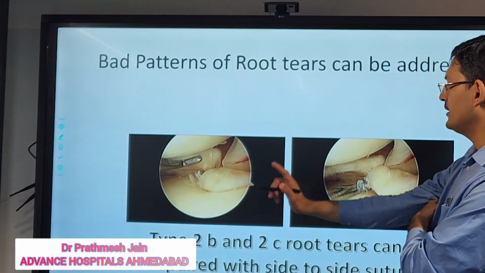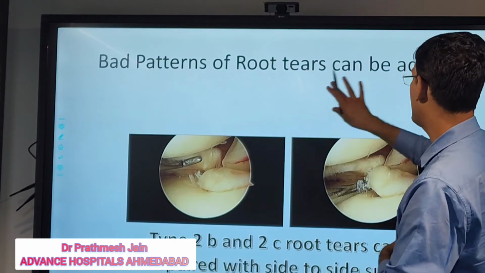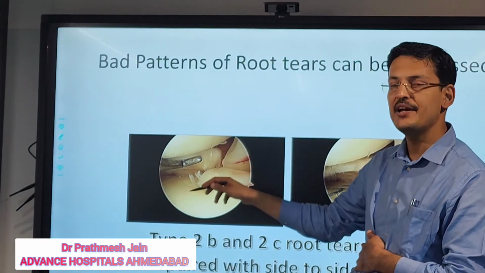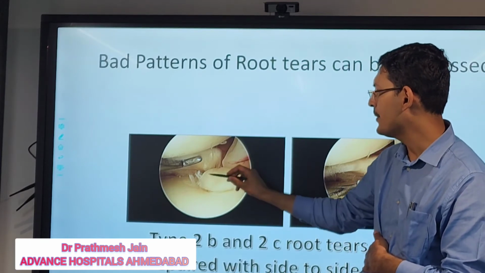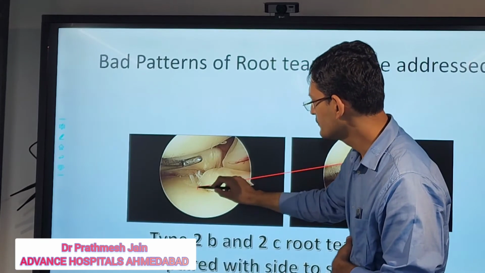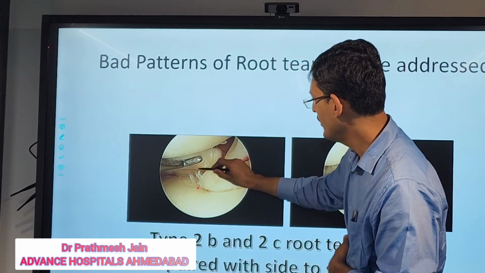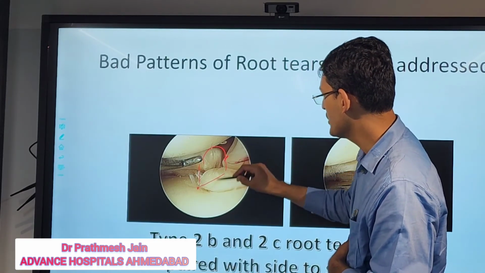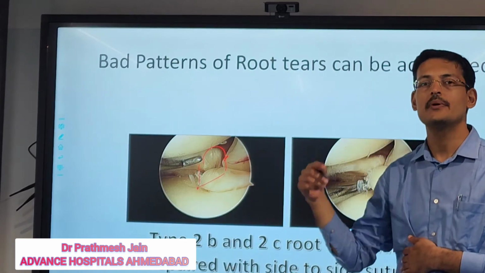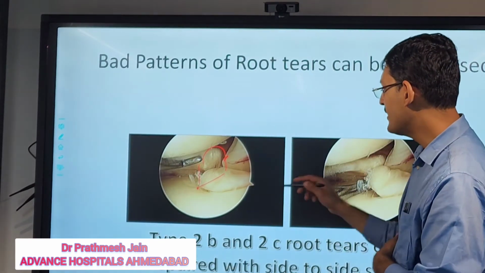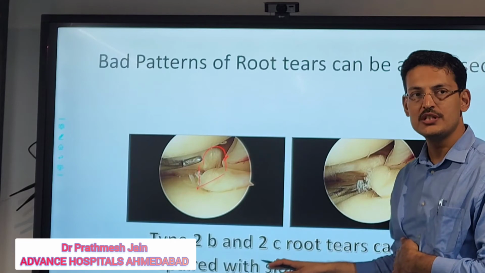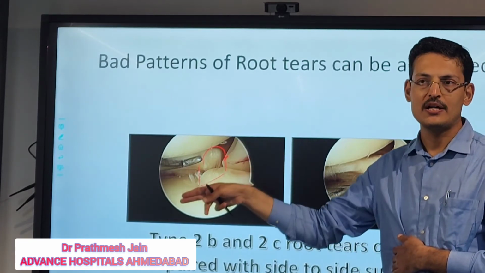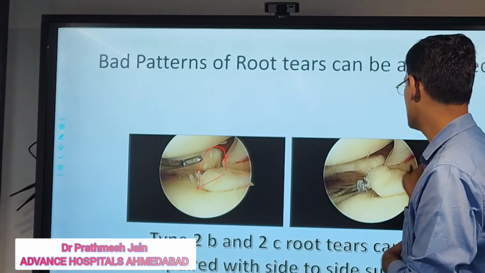Now the other important thing is that bad patterns of root tears can be addressed. If you have a root tear like a radial tear, you can do a side-to-side repair also. You put one anchor here, and one anchor here, one suture here, and one suture here, and do a side-to-side closure like this, which is not possible in the transtibial technique. So for a bad type of tear, types 2C, 2B, where you have some sort of remnant remaining, you can pass sutures into that remnant and repair that as well.